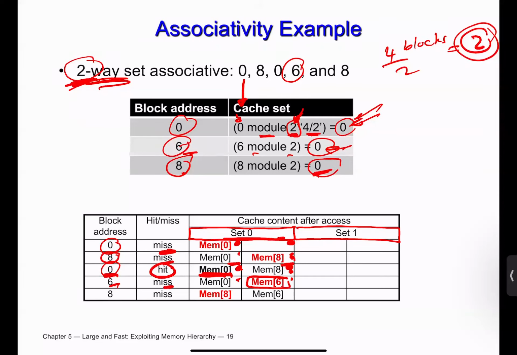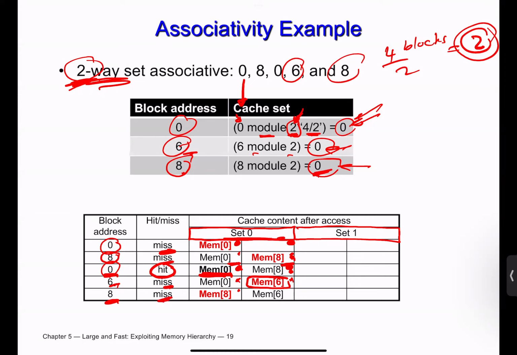And of course I miss. Then the last one with the 8, where to go? Set 0, I will go here. It's memory of 0, memory of 6. Memory of 8 is not there, so I again miss.